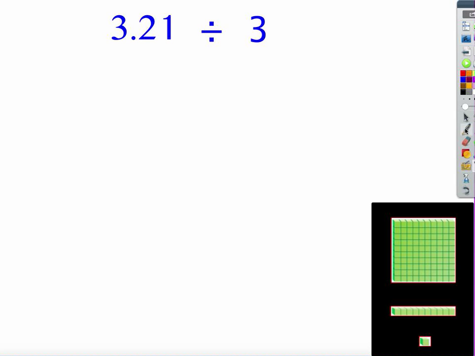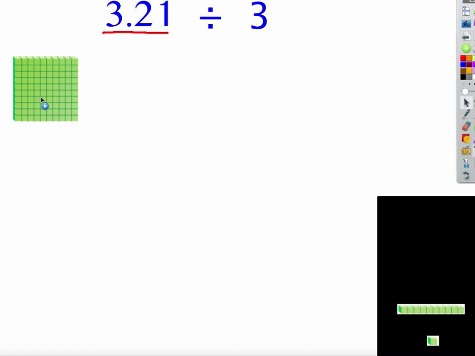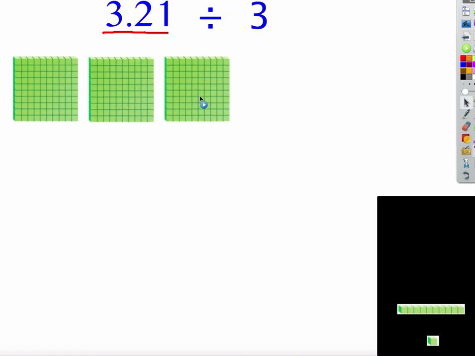So the first thing we want to do, like we have been, is draw our decimal number using base 10 blocks. So 3 is 3 ones, which means 3 wholes. So I'm going to use these base 10 blocks down here to represent that. So 3 wholes. 2 tenths means 2 of these rods, so I'm going to need 2 of them. And then I need 1 hundredth, and that is right here. Alright, so that represents 3 and 21 hundredths.